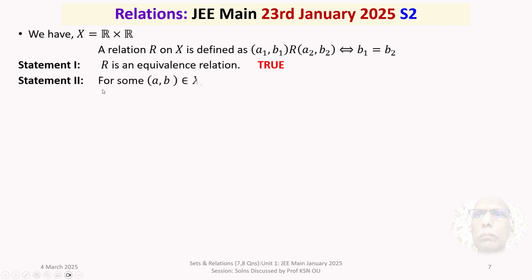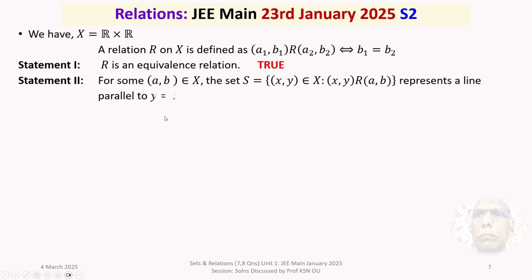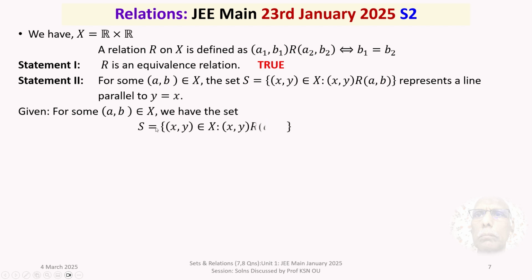And statement 2 says, for some A, B ordered pair belongs to X, the set S consisting of all ordered pairs X, Y belongs to X, satisfying X, Y related to A, B represents a line parallel to Y is equal to X. Is it so? Now let us discuss that. Now given for some A, B ordered pair belongs to X, we have the set S is equal to the set of all ordered pairs X, Y belongs to capital X, satisfying X, Y related to A, B. Now use the definition.